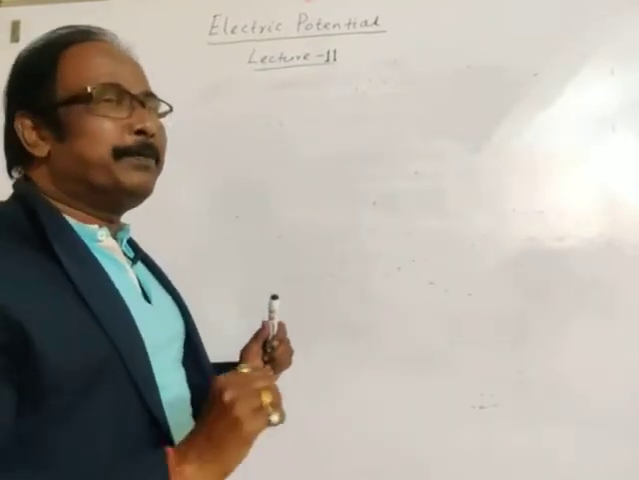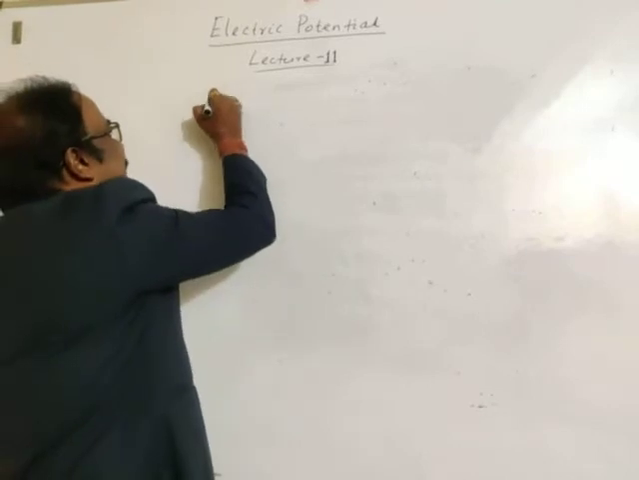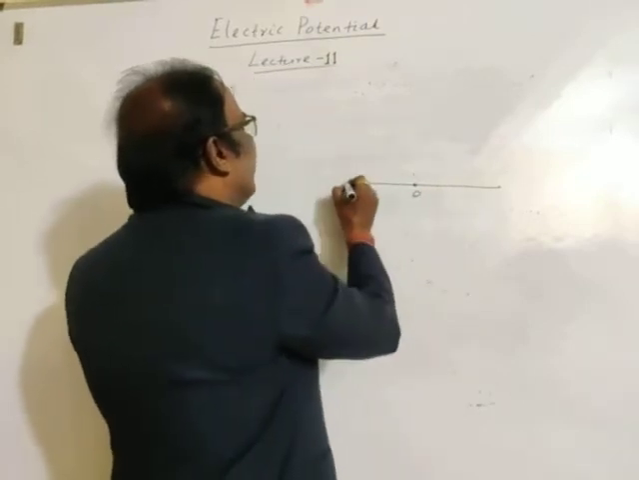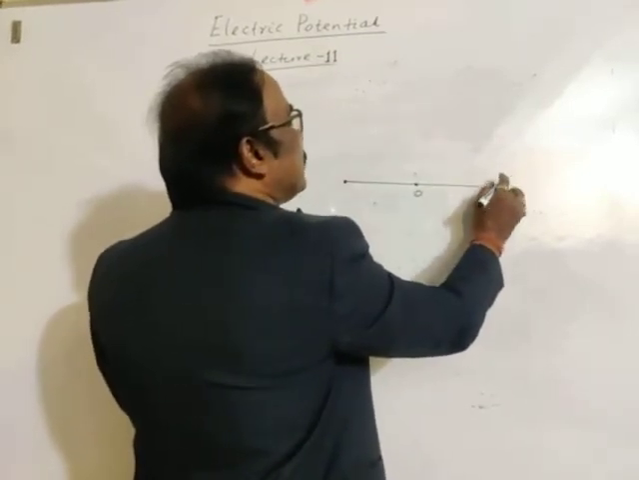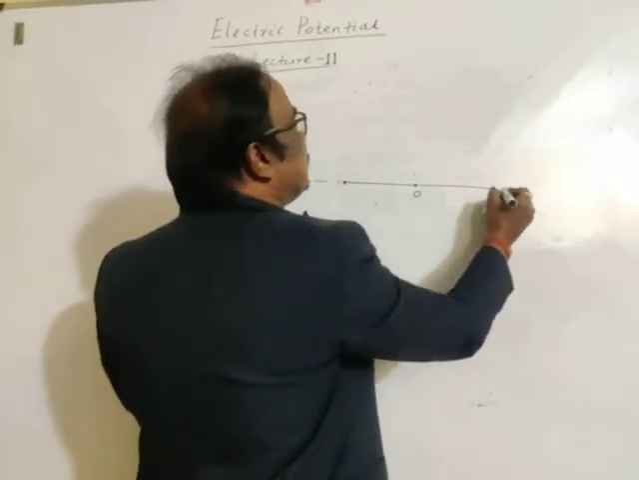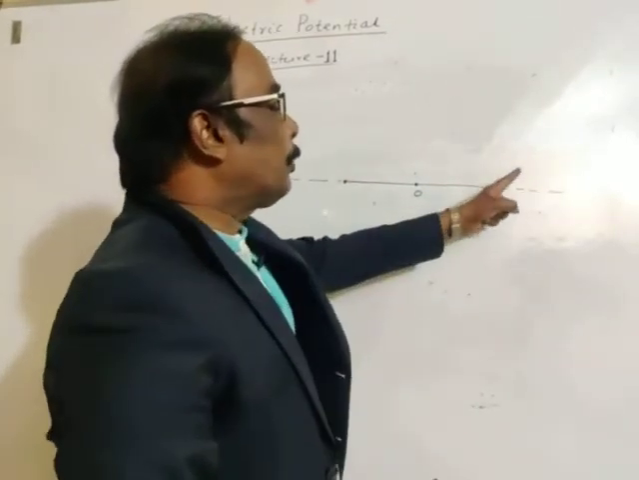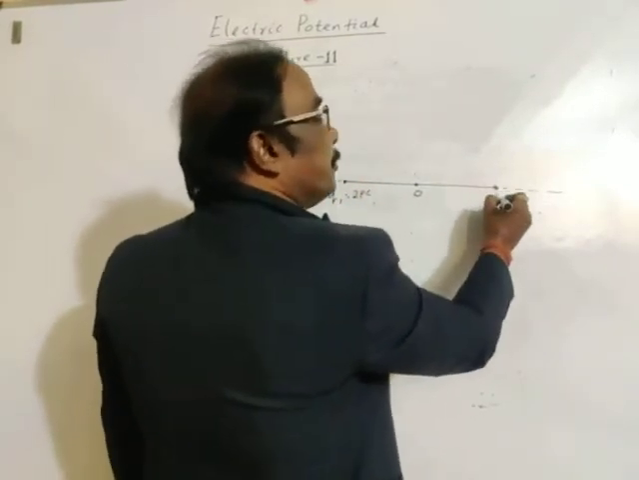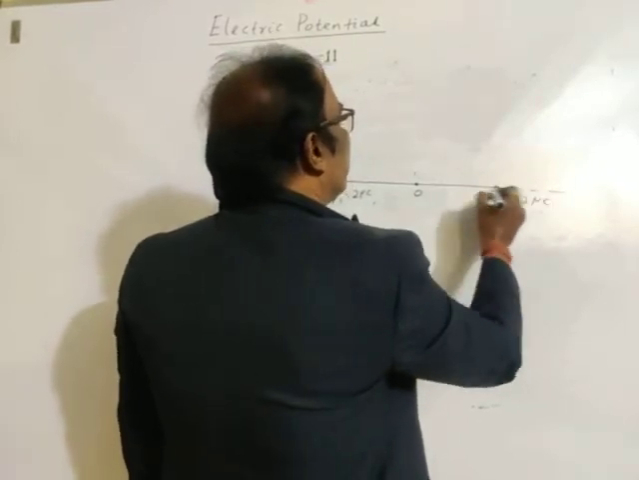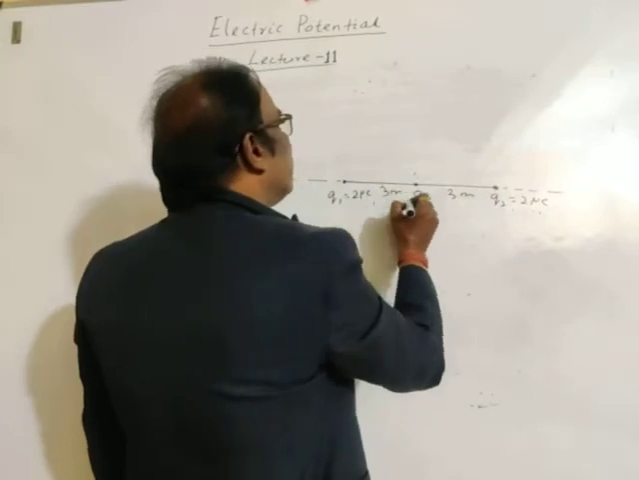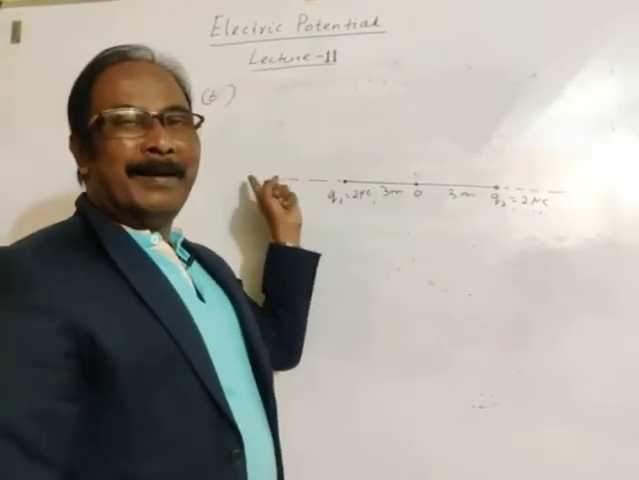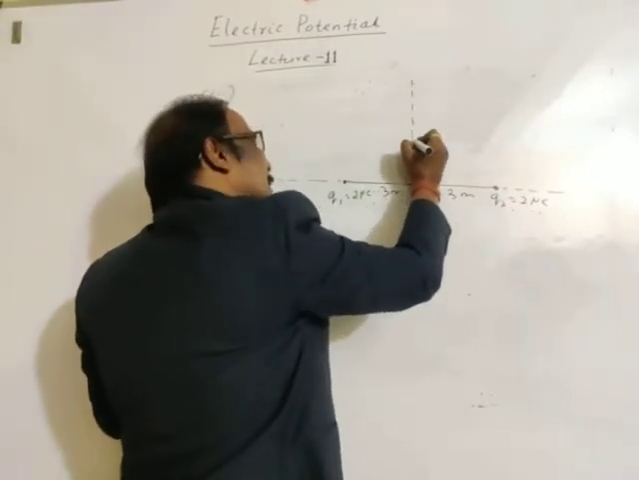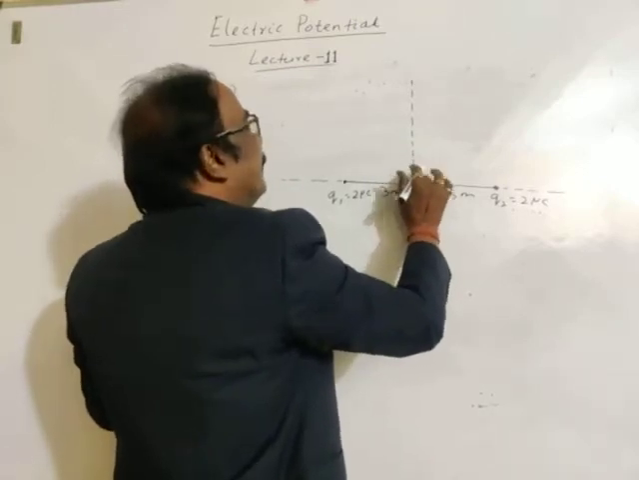Question number 6, a beautiful question, may be applicable for your competitive standard. Just see the configuration. This is the origin. Okay. These are 2 point charges. Let's take, this is along x-axis. Let this charge is Q1, 2 microcoulomb. This charge is Q2, again 2 microcoulomb. So this distance is 3 meter, this distance is 3 meter. Of course, this is along negative x-axis. This is along positive x-axis. Let's consider this is y-axis.